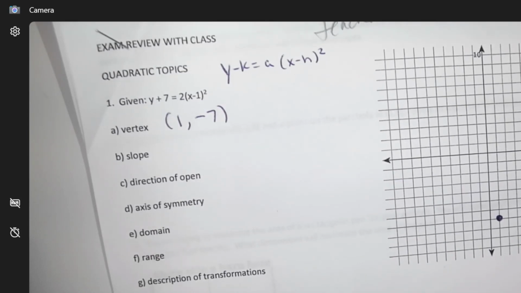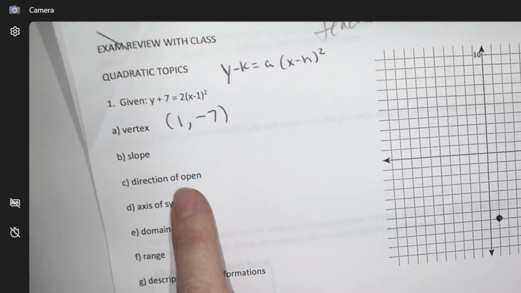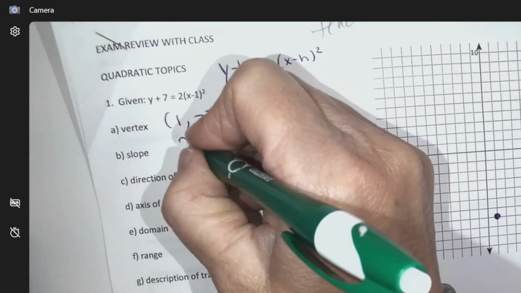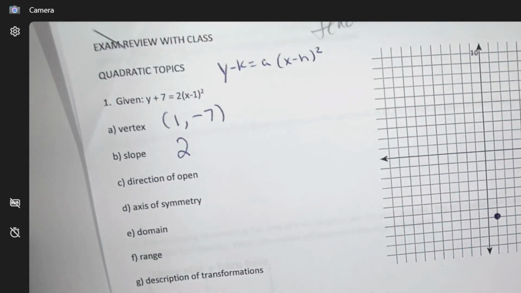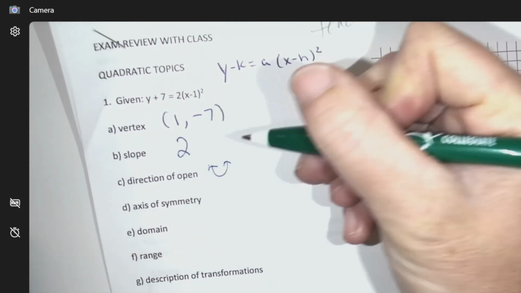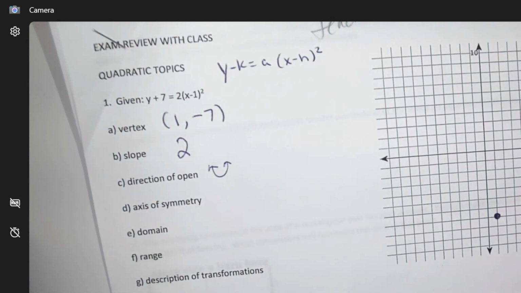Okay, the slope is the multiplier. So in this case, my slope is 2. So then my parabola is going to open upward because that's a positive value.